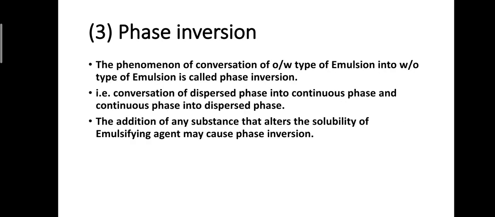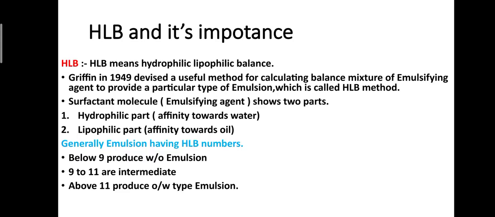Third, phase inversion. The phenomenon of conversion of oil in water type of emulsion into water in oil type of emulsion is called phase inversion. Let's see, it is very simple. Phase inversion means the oil phase is converted into the water phase or the water phase is converted into the oil phase. That is, the dispersed phase is converted into the continuous phase and the continuous phase into the dispersed phase. Why is phase inversion formed? Because the addition of any substance that alters the solubility of the emulsifying agent may cause phase inversion. These are the three instabilities of emulsion.